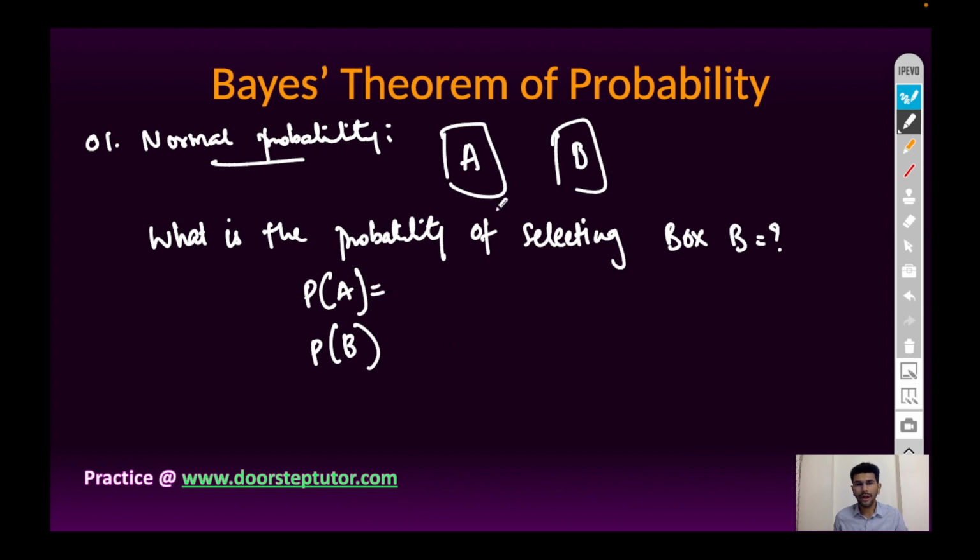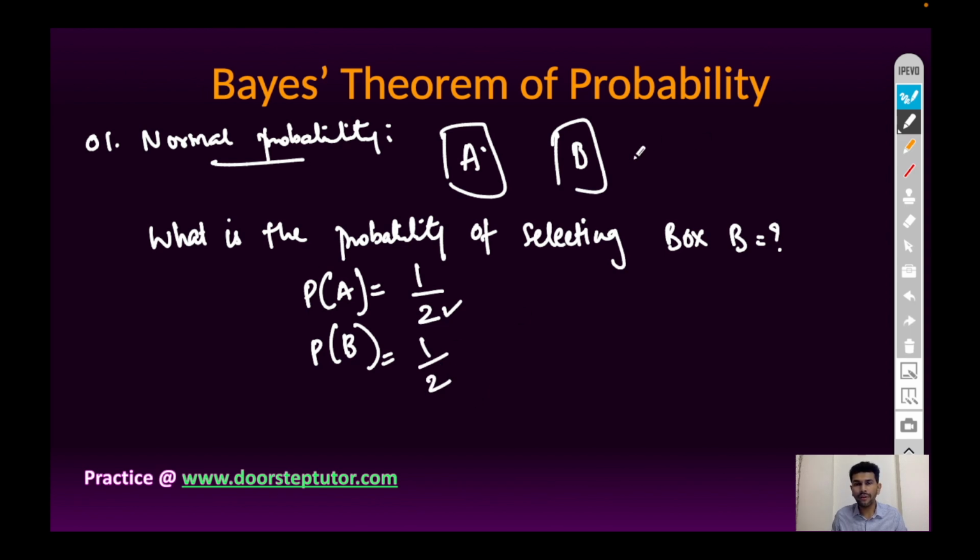So there are two boxes, so the denominator will be 2 and we have to select only one box. So the chance of selecting box A is 1 by 2. Total 2 boxes are there, so the denominator will be 2. So the chance of selecting box A is 1 by 2 and the chance of selecting box B is also 1 by 2.